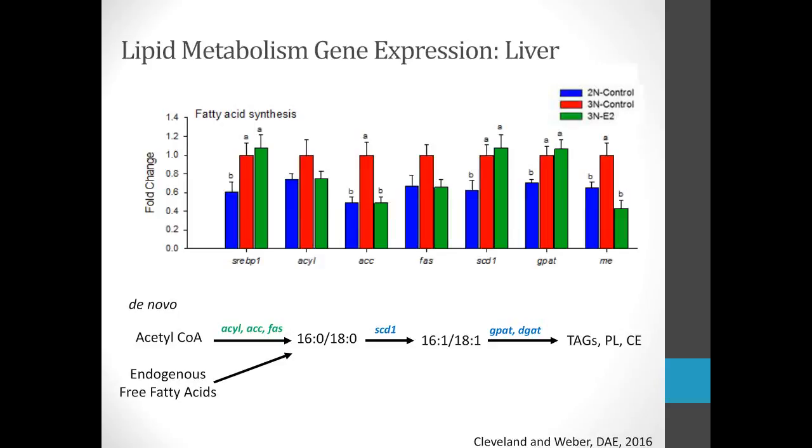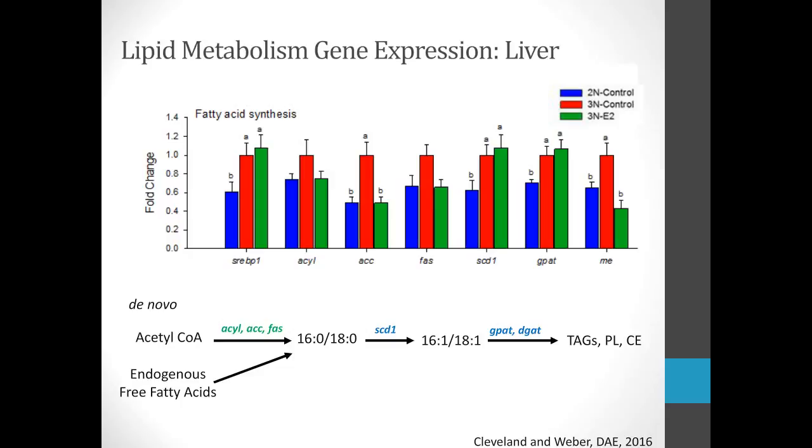Since we saw differences in visceral fat accumulation, it was certainly interesting to see how the lipid metabolism genes responded. The genes that are associated with fatty acid synthesis, there are clear differences between the maturing diploids and the estradiol-treated triploids.